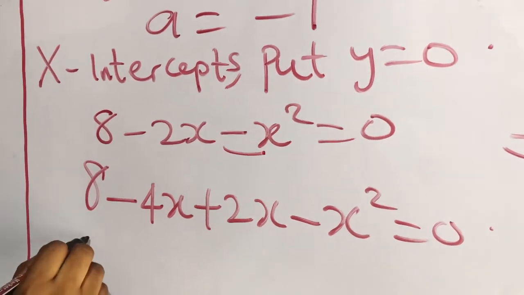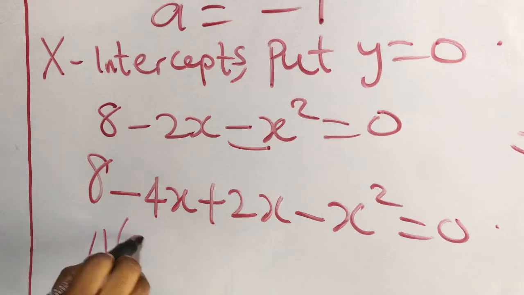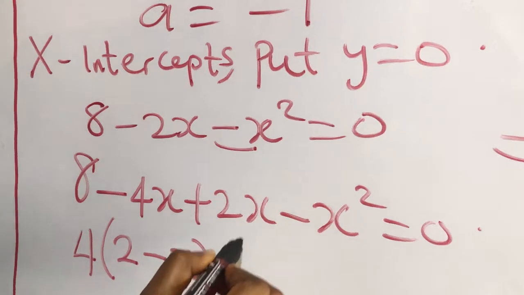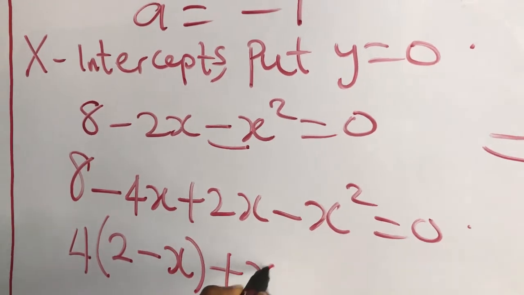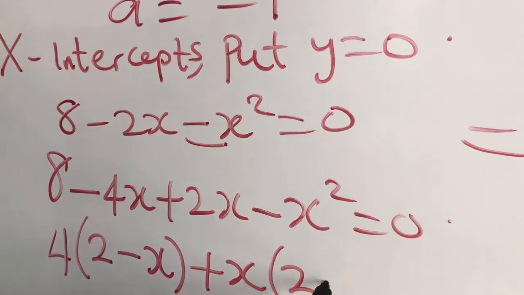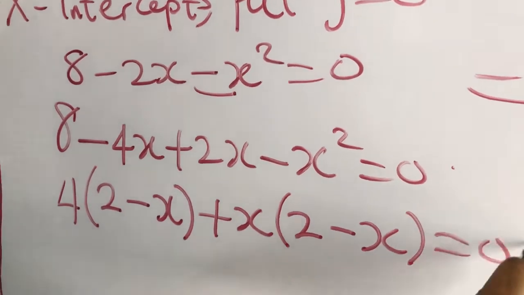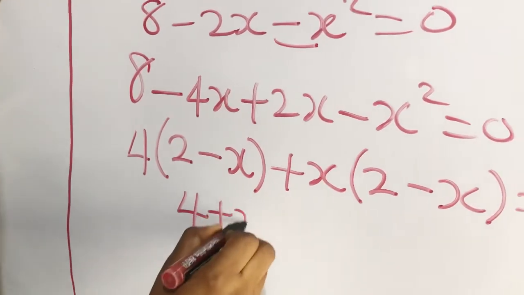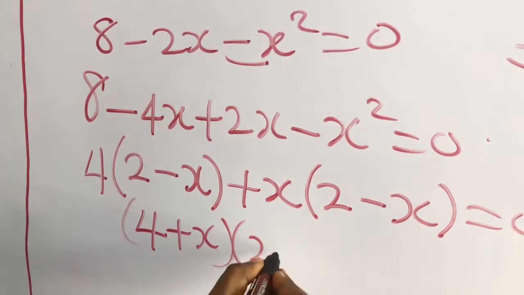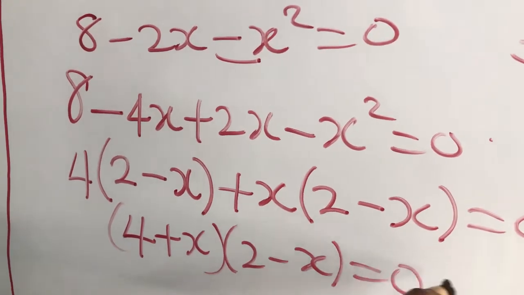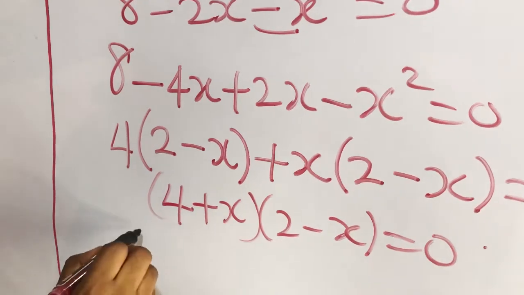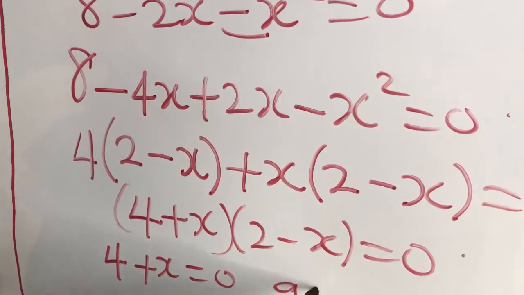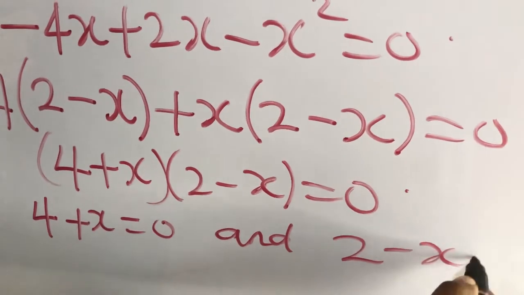Factorize 4 out, then we have 2 minus x. Then factorize x out. Then we have 2 minus x is equal to 0. So the factors of this polynomial will now be 4 plus x multiplied by 2 minus x is equal to 0. So the zeros of this polynomial: 4 plus x will be equal to 0, and 2 minus x is equal to 0.